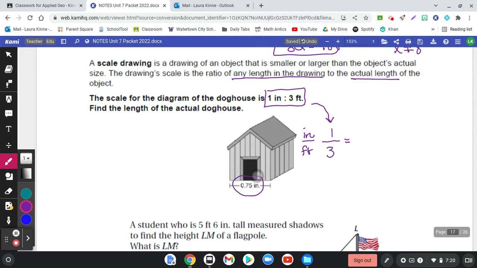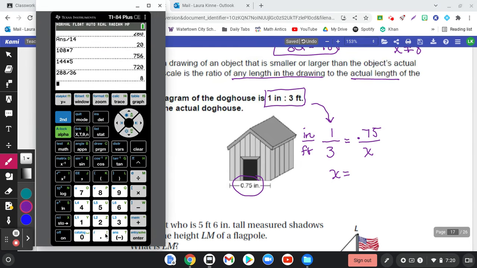So if I want to figure out the actual, the model is 0.75 over x. So cross multiply, 1 times x is x. 0.75 times 3 is 2.25.